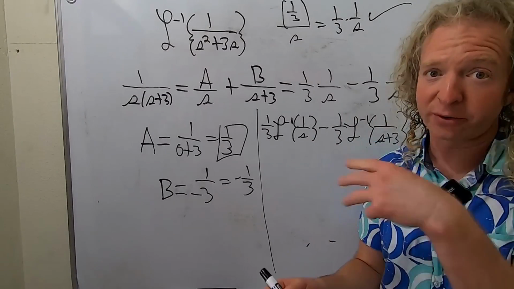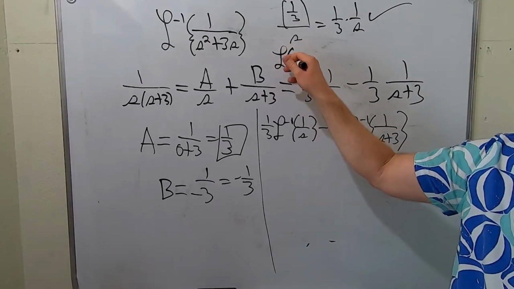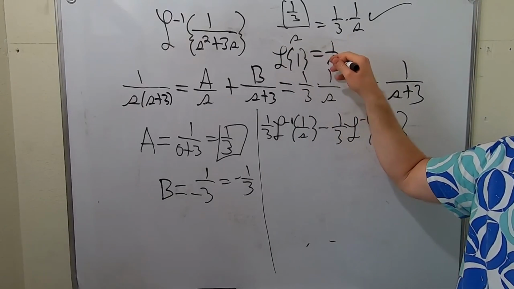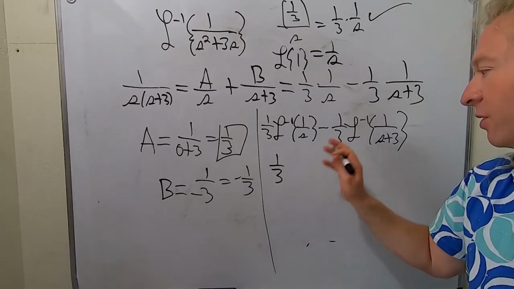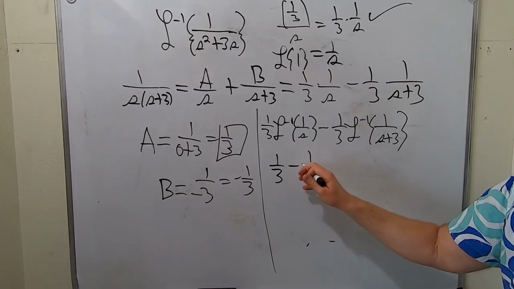The Laplace of 1 is 1 over s. Recall that formula from the past. So the inverse Laplace of 1 over s is 1. So this is 1/3 times 1, which I won't write, minus 1/3.